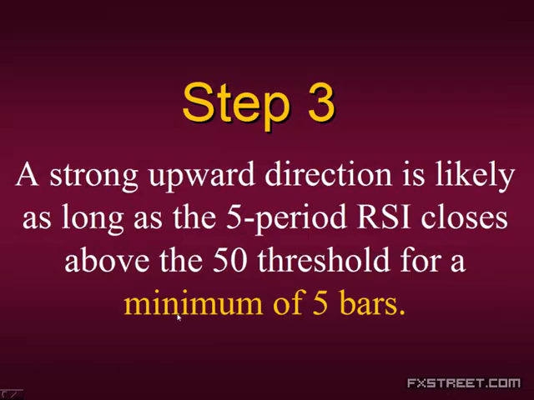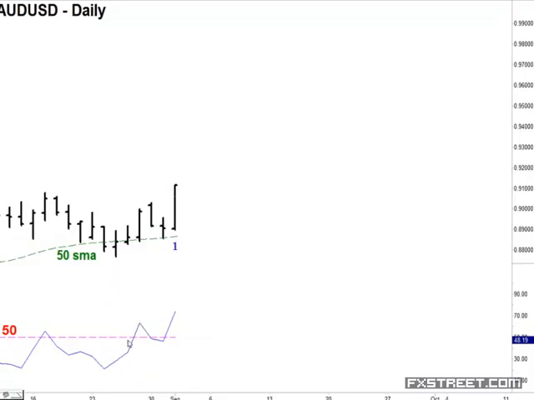Step number 3, we're going to have a strong upward direction. It's most likely that we'll have a strong upward direction as long as the 5-period RSI closes above the 50 threshold for a minimum of 5 bars. So you want to see the RSI above the 50 line for a minimum of 5 bars. All right, so let's count. Here was our first, as we see here, we had the RSI below and then it went above. So that's bar number 1, 2, 3, 4, and 5. So even though we numbered the currency pair, it's the RSI that is actually above this 50 line for a total of 5 bars.